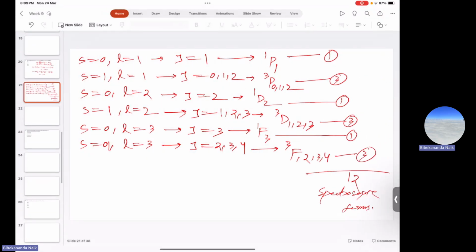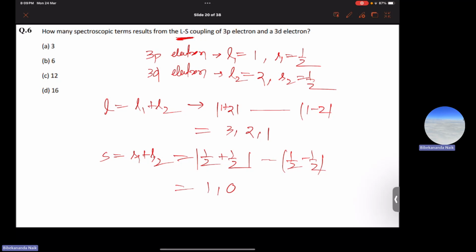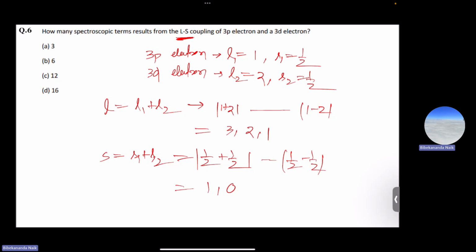So if we discuss it once again, the question was how many spectroscopic terms result from the LS coupling of 3p electron and 3d electron. For 3p electron L1 is 1 and for 3d electron L2 is 2. If you add them vectorially, it will be 2 plus 1 and 2 minus 1. 2 plus 1 is 3, 2 minus 1 is 1. So with one increment between 1 and 3, it will be 1, 2, 3. Similarly for S, S1 is half, S2 is half. So S1 plus S2 will be half plus half and half minus half, 1 and 0.